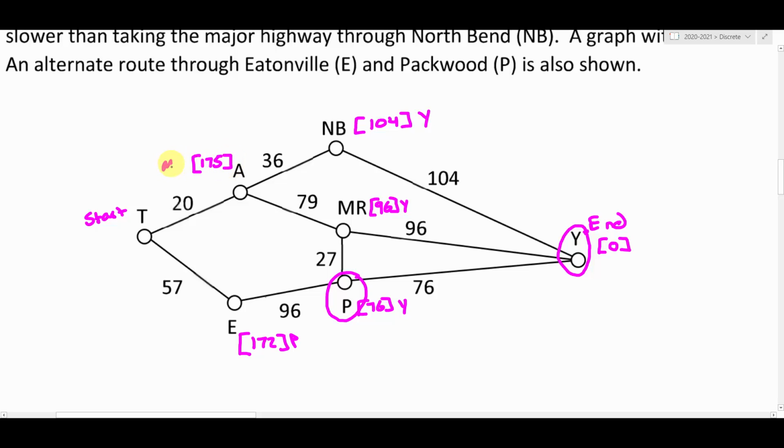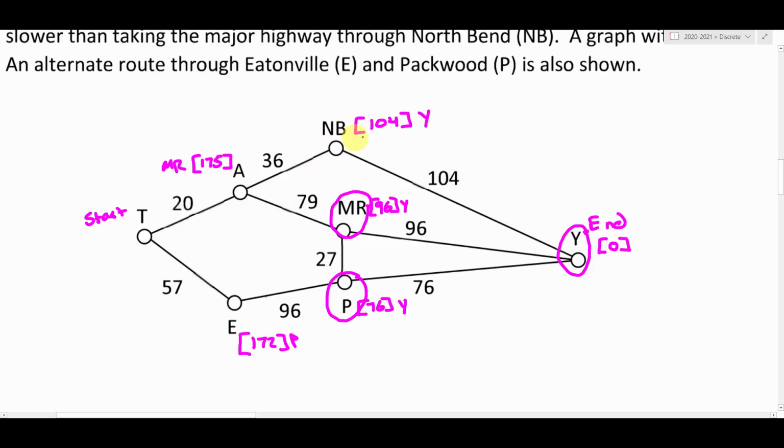And I'll mark that with an MR, right? Because I came from MR. Like I said, the vertices that I'm putting next to these numbers, you'll see why I do that at the very end. Now MR has been visited, so I'm going to circle it. And I look at all of my vertices again, right? I have a 104, I have a 175, and I have a 172.